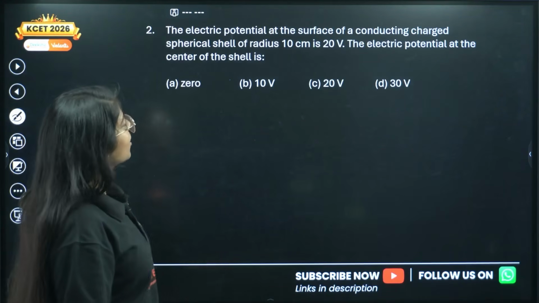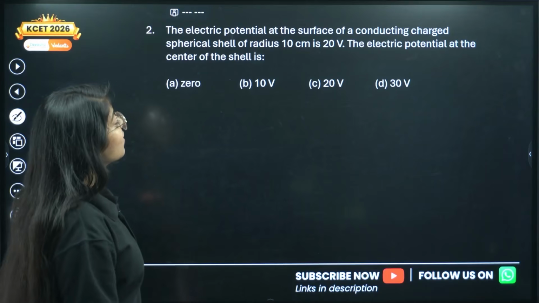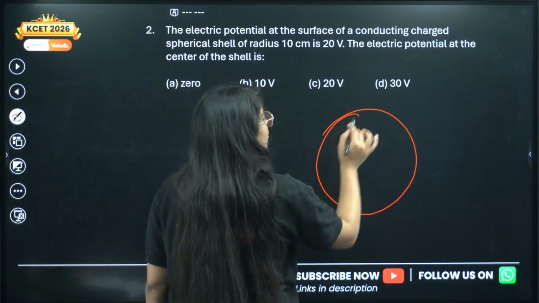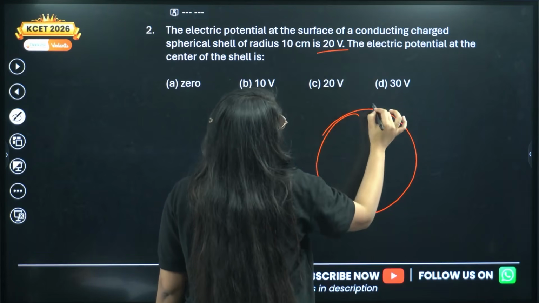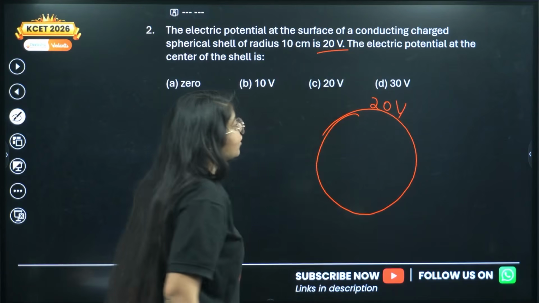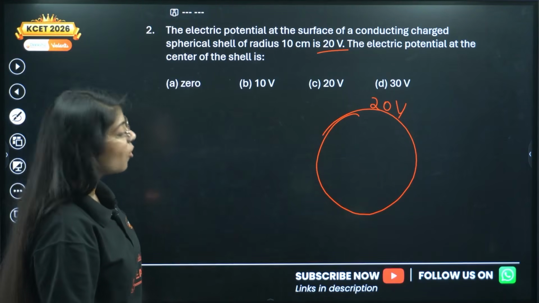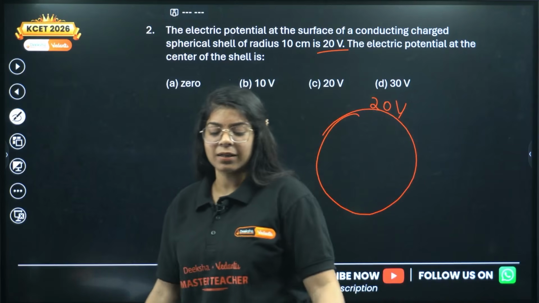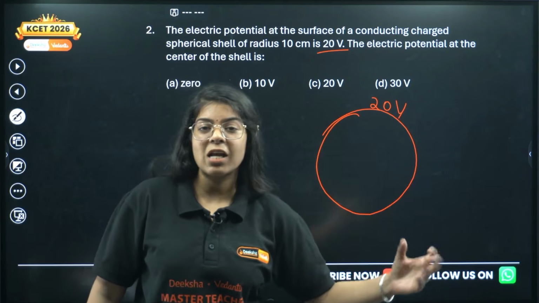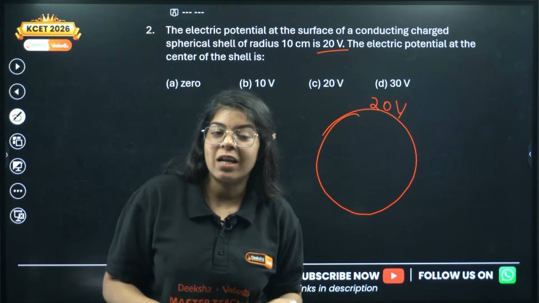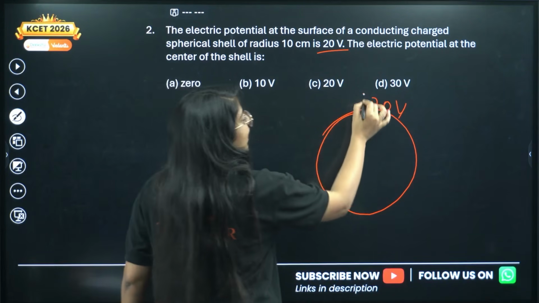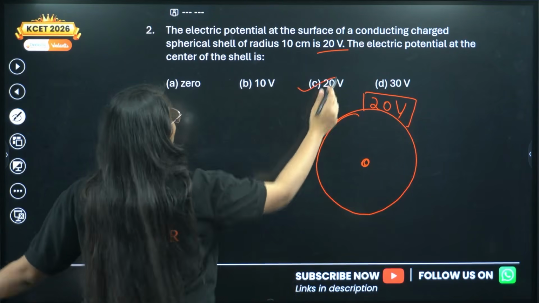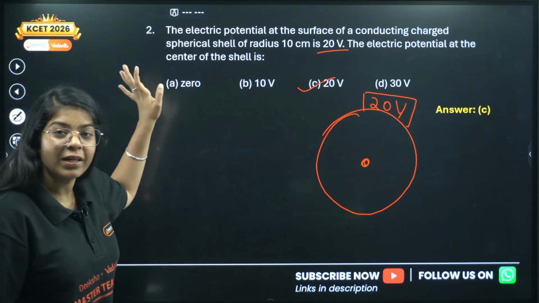Moving on to the second question, the electric potential at the surface of a conducting charged spherical shell. We have a conducting charged spherical shell whose electric potential at the surface is 20 volt. The electric potential at the center of the shell is what? Again, easy but a tricky question. You need to remember that electric potential for a conducting shell remains the same inside the shell. So whatever the potential is at the surface, the same will be there at the center. So the correct option will be option number C, that is 20 volt.